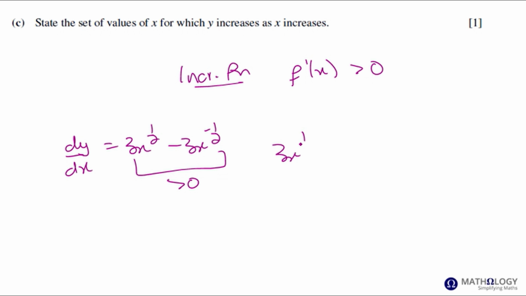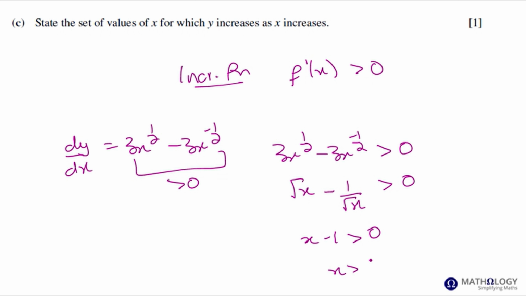So 3x to the half minus 3x to the minus a half must be greater than 0. Again, divide through by 3, and we can write this as root x minus 1 over root x is greater than 0. So x minus 1 is greater than 0, x is greater than 1. So if x is greater than 1, then we'll have an increasing function.